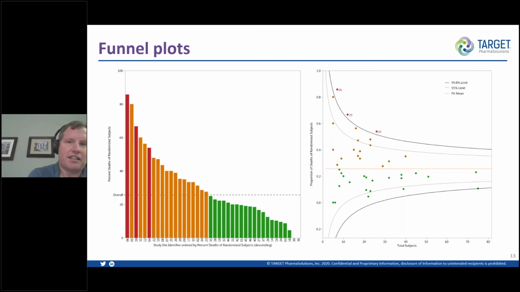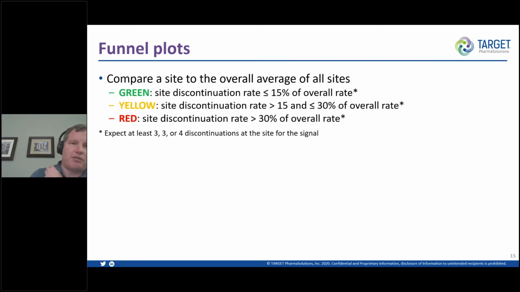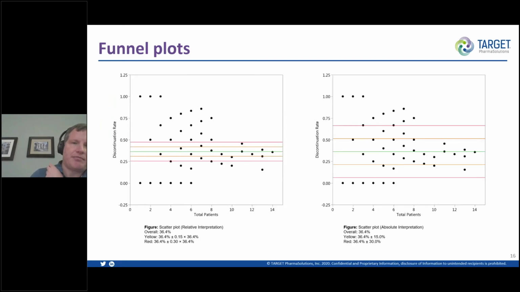So site 6 at the top has roughly 10 patients, but roughly 85 to 90% of their patients are dying in this particular example. That's why those 3 outliers are highlighted in the bars to the left, whereas some of the other ones are still in orange because they're not falling beyond the extreme limit. So we can use these funnel plots within a schizophrenia trial for some examples when we talk about discontinuation rate.